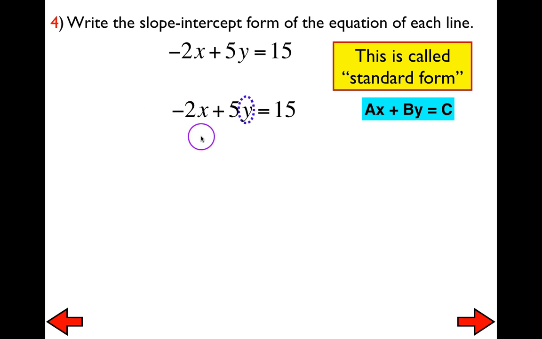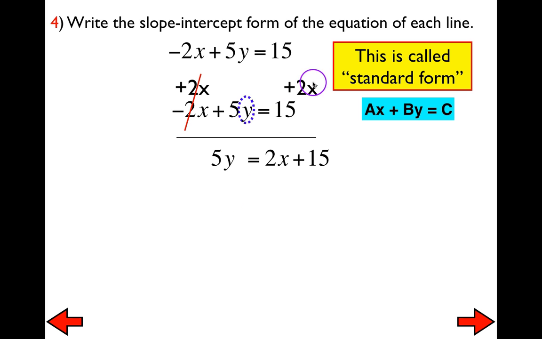and recognize that I first need to get rid of the negative 2x. I'm going to do that by doing the inverse, which is to add 2x to both sides, leaving me with 5y equals 2x plus 15. Once again, you want to write your variable first because that's the way slope-intercept form is normally written. Okay, so now the only thing that I need to do is isolate y. So how do I do that?